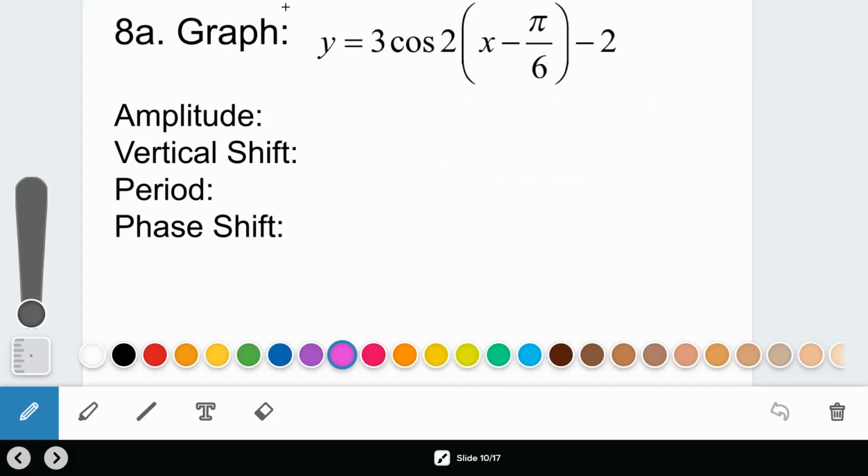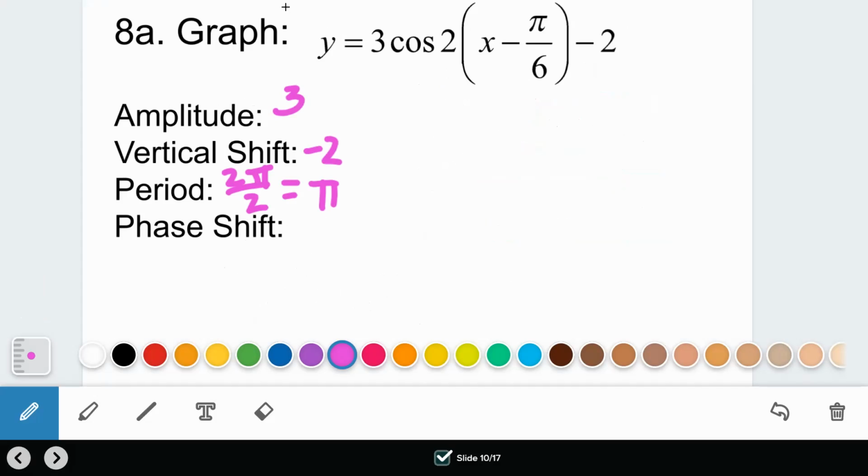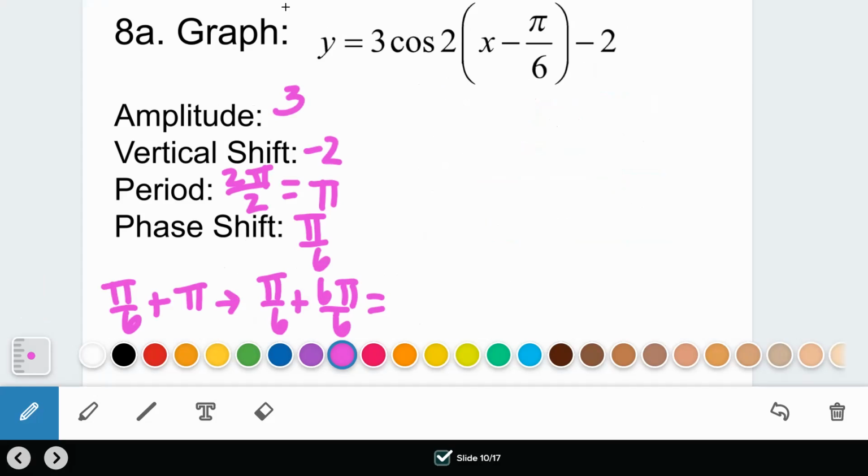On 8a, our amplitude is 3, our vertical shift is down 2. Our period is going to be 2 pi over 2, which is pi. And our phase shift is going to be pi/6. So we're going to be starting at pi/6, going pi away. So we're starting at pi/6, and we're going to be going basically 6 pi/6 away, which is going to put us at 7 pi/6.